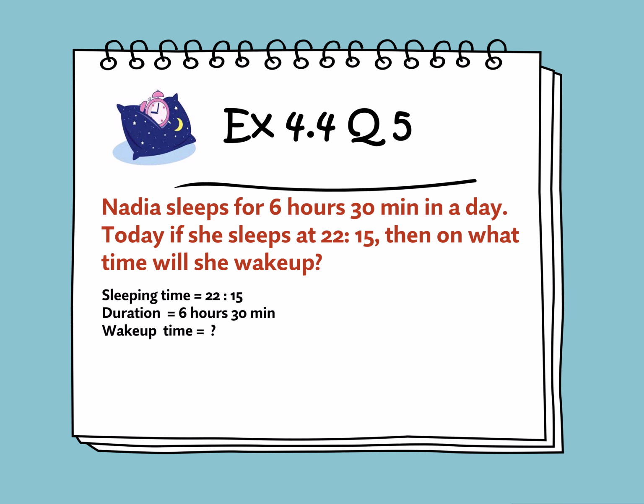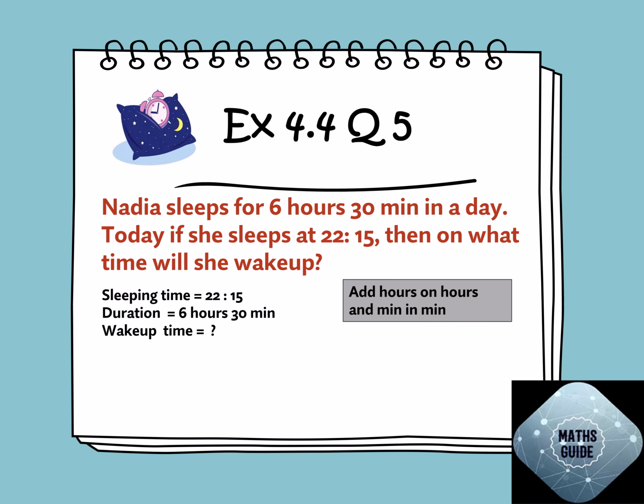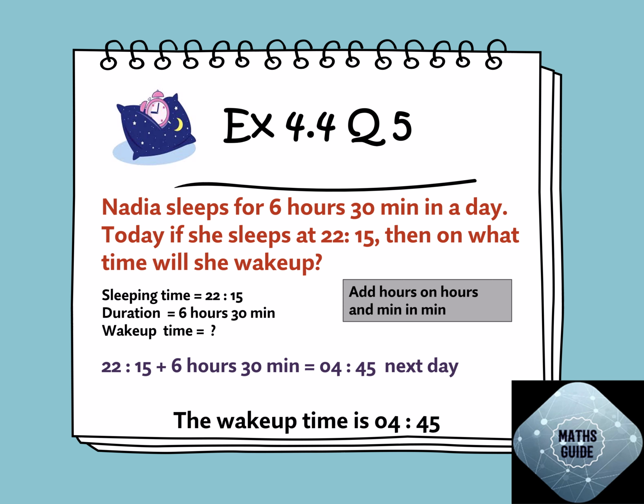So we will add duration in the starting time. Sleeping time means starting time is 22:15. The duration is 6 hours 30 minutes. We will add hours into the hours and minutes into the minutes. When we add 6 in 22, let's add them: 23, 24. After 24, we will again start counting from 1: 1, 2, 3, 4. It means the time is 4 hours. And when we add minutes into the minutes, 30 minutes plus 15 minutes means 45 minutes. So she will wake up at 4:45 next day.